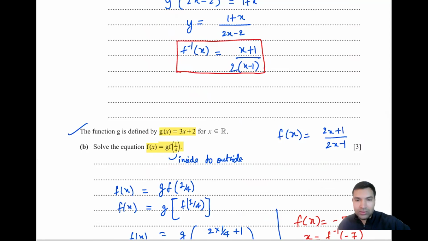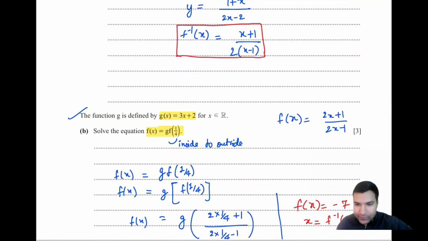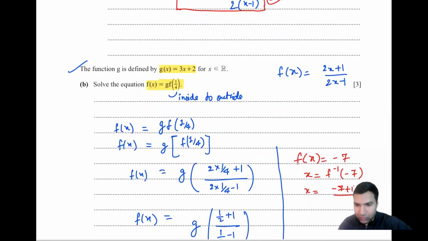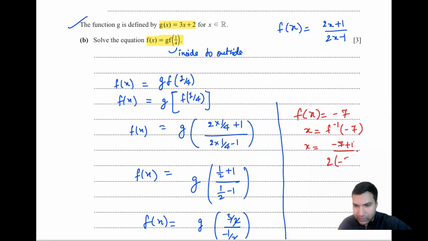Although it is for just 3 marks, isn't it? So f inverse of negative 7 would be x is equal to, in place of x, negative 7 plus 1. You just plug in over here, right? Negative 7 over 2 times x minus 1. So x is negative 7 minus 1.